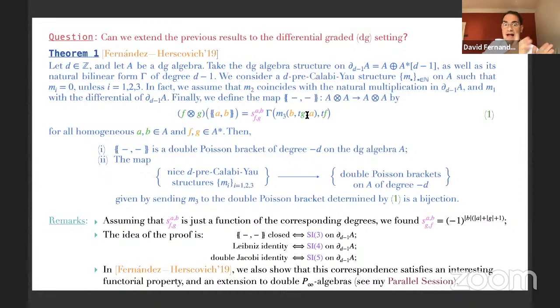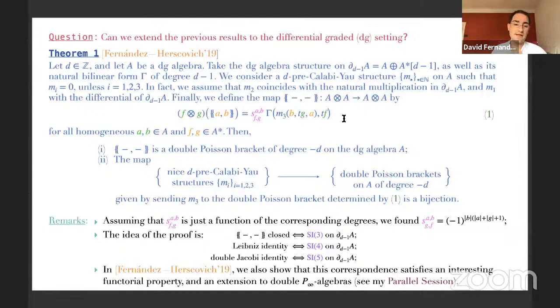Then first we prove that with this definition, this is a double Poisson bracket of degree minus D on this differential graded algebra A. And in fact, the map which sends nice D pre-Calabi-Yau structures, where we only have multiplications M1, M2, and M3, to double Poisson brackets on A of degree minus D, given by sending M3 to the double Poisson bracket determined by this very explicit formula, is a bijection. Okay, so we have this natural extension to the differential graded setting of the previous result.